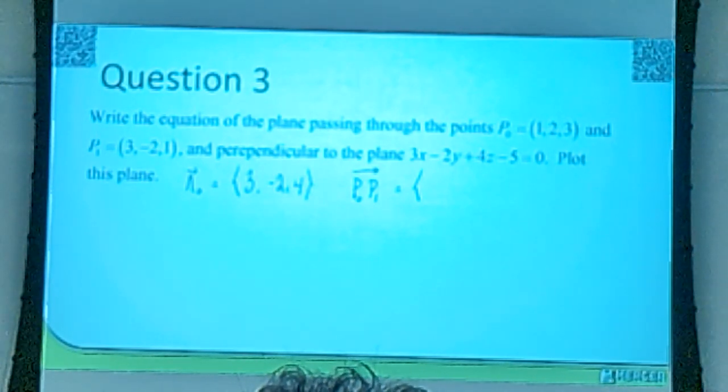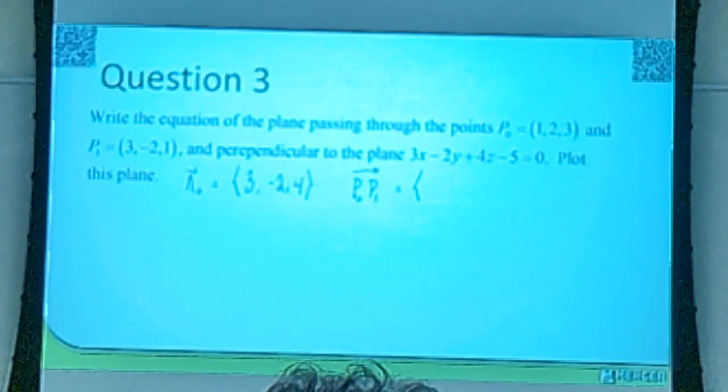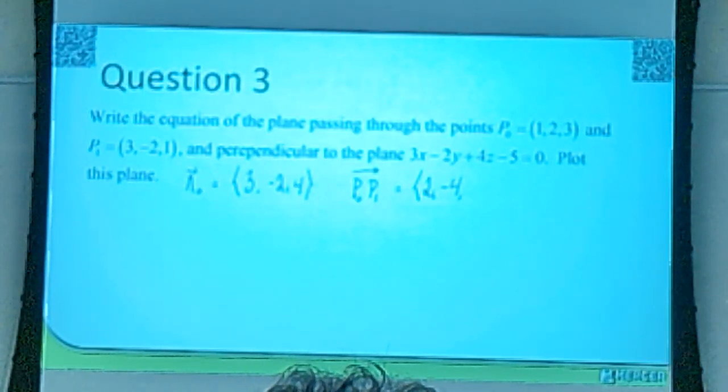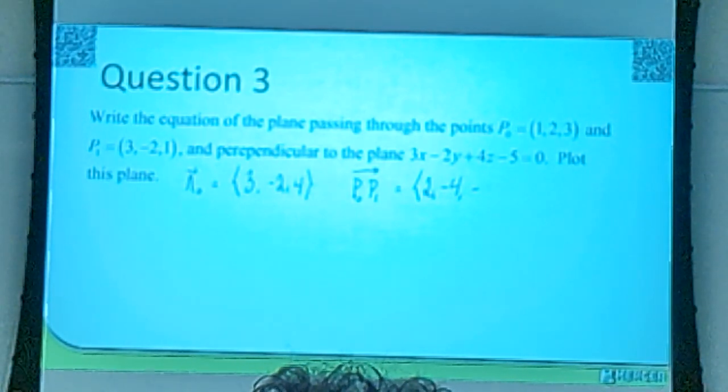What is it? 23, 29. We do the square root and everything. No, 3 minus 1. Oh. Is what? 2. What's the second one? Negative 4. And then 2, negative, no, just 2. 1 minus. Oh, right, 1 minus 3 is what? Negative.